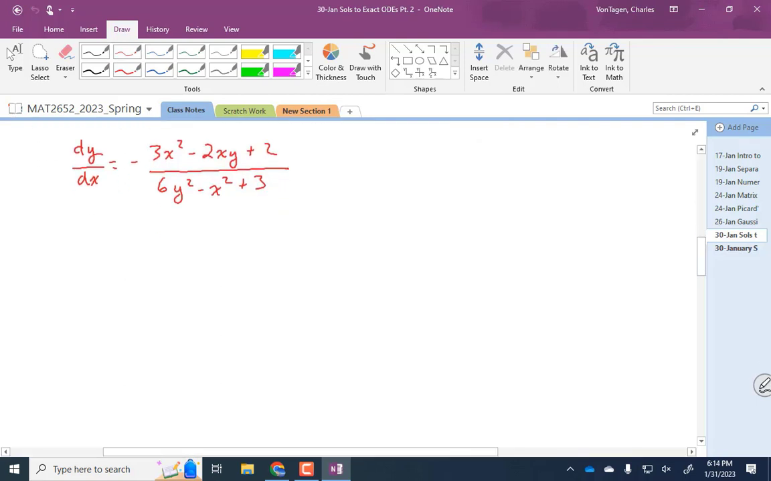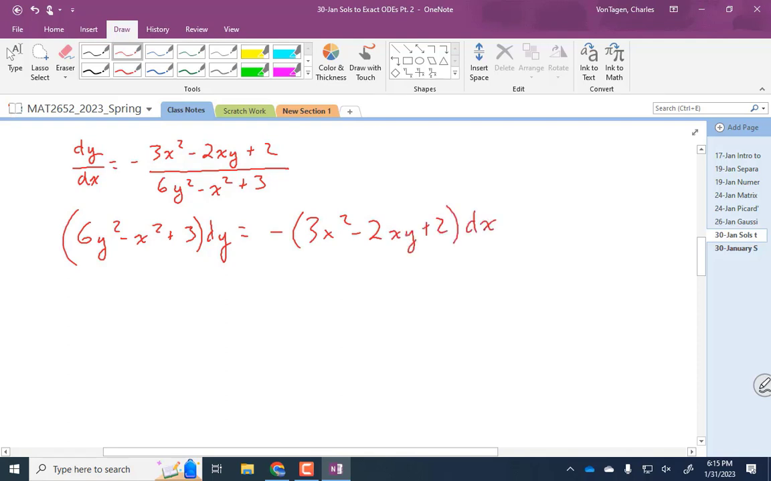So folks, if you're dead stuck, the recommendation is to rewrite this as dy dx, and then think about, what do they call that way back in grade school? Cross multiplication, right? Doing cross multiplication with this. Okay? And so we get 6y squared minus x squared plus 3. Technically, folks, I need parentheses on that, right? Because all of that's being multiplied by the differential y, is equal to negative 3x squared minus 2xy plus 2 differential x. How are we doing? Okay.